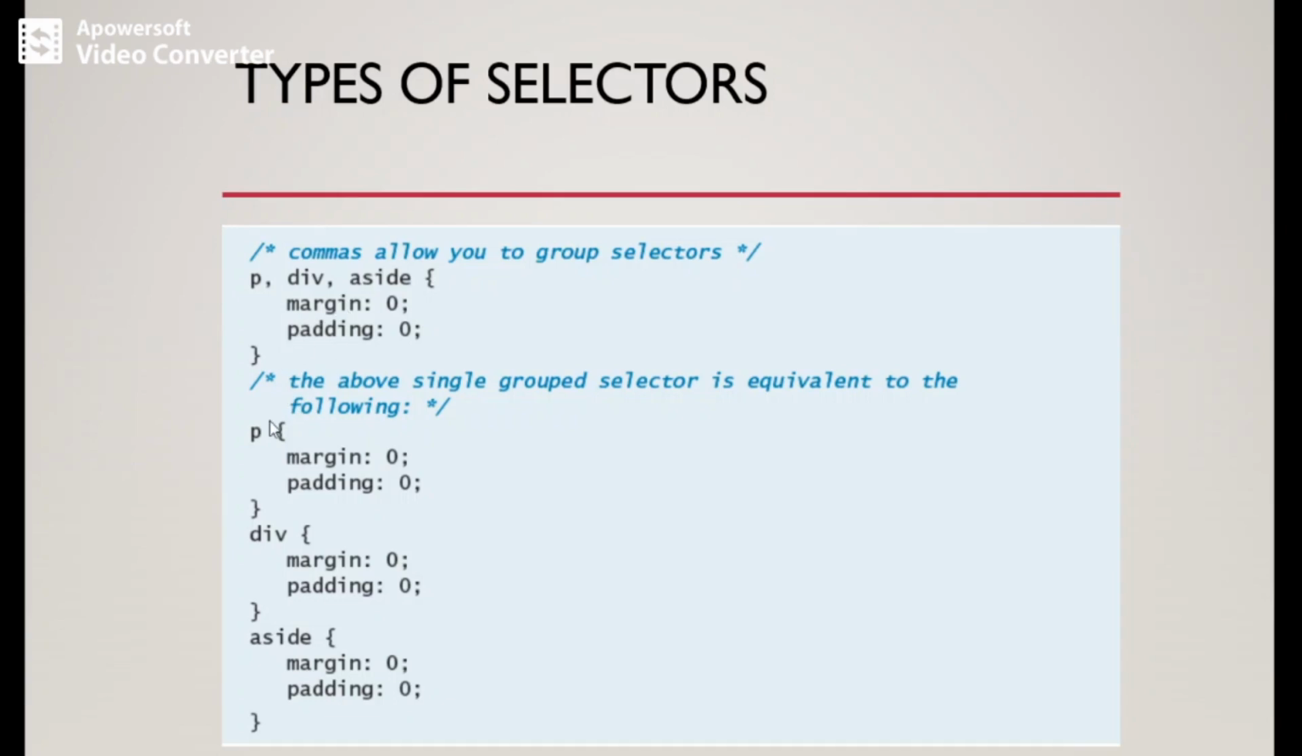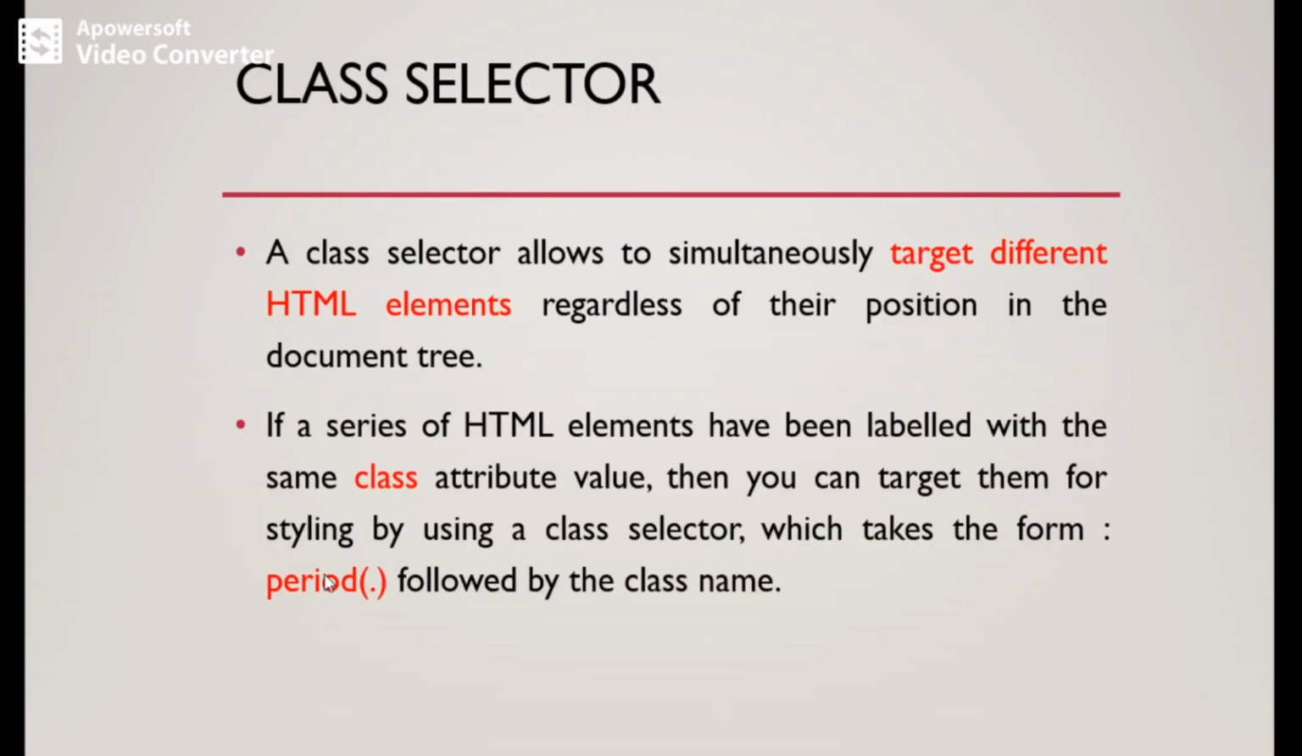If you're writing it separately, then for each selector you need to specify the P selector, margin and padding, div selector, in this way. Class selector. The class selector is used to simultaneously target different HTML elements regardless of their position in the document tree. If a series of HTML elements have been labeled with the same class attribute value, then you can target them for styling by using a class selector, which will take the form period, dot, followed by the class name.